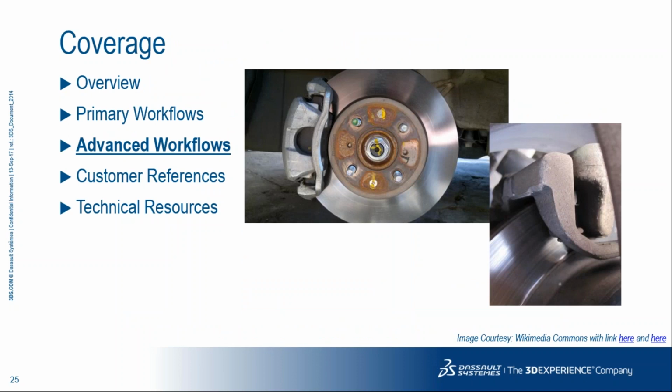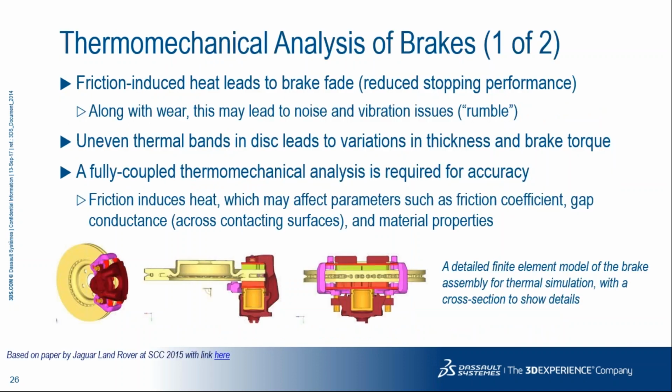And then moving forward, we are looking at some of the advanced workflow, which includes the thermomechanical analysis of the brake. Here, the heat generation due to the friction during braking has adverse effects on the brake assembly and leads to brake fade, premature wear and thermal cracks. Uneven thermal bands in the rotor lead to disc thickness variation and uneven expansion of the rotor, which in turn leads to brake pedal pulsation and brake torque variation (BTV).